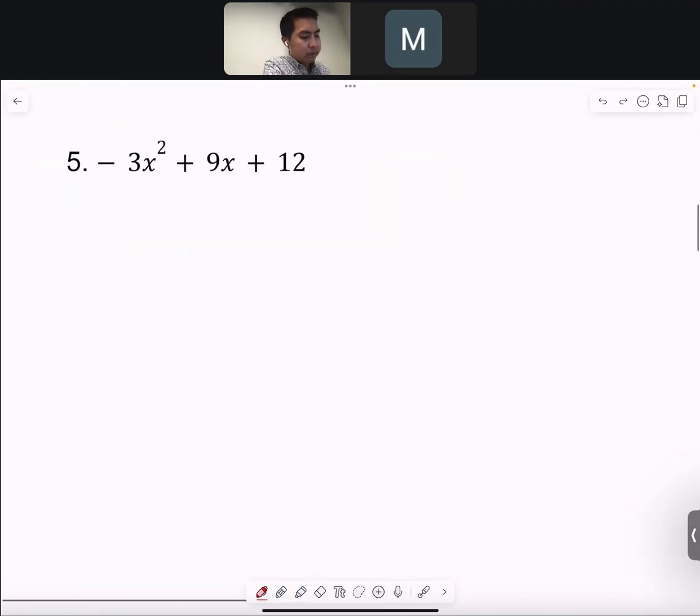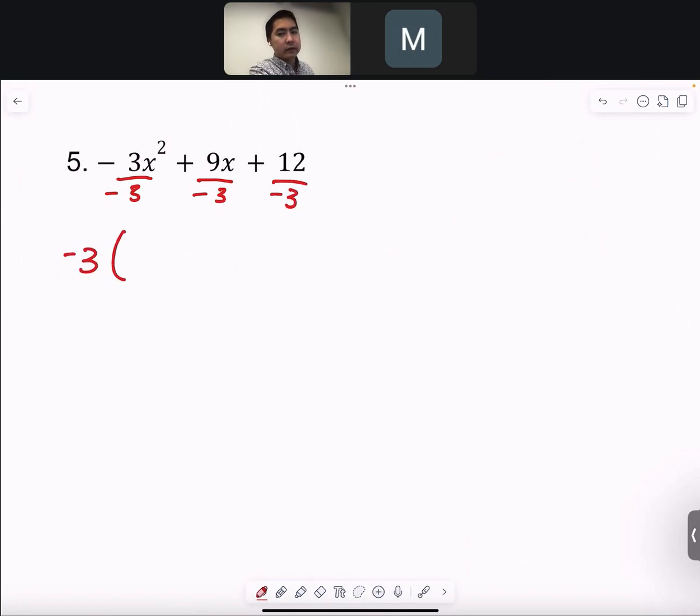Number 5. Okay, automatically GCF Bandit. It's alive and well. Notice there's a negative in the front. Every time there's a negative in the front, you always gotta divide by a negative. 3, 9, and 12 can all be divisible by 3. So the GCF we're gonna take to the outside. These cancel. These cancel. So that's just x squared. 9 divided by negative 3 is negative 3x. And 12 divided by negative 3 is negative 4.